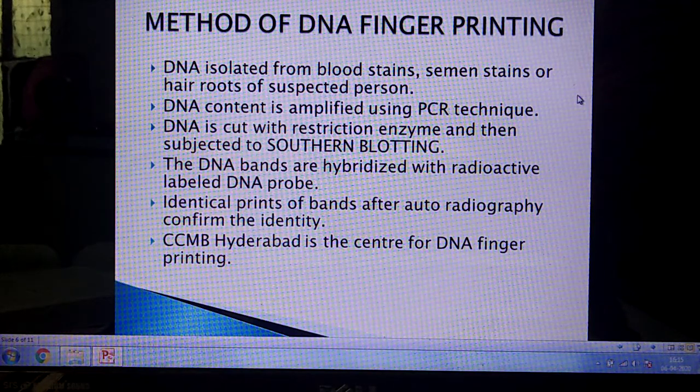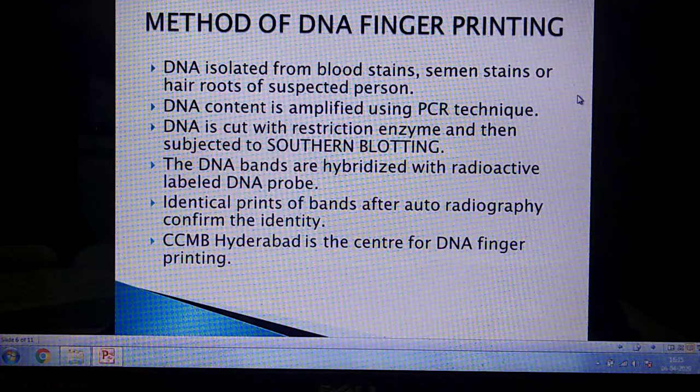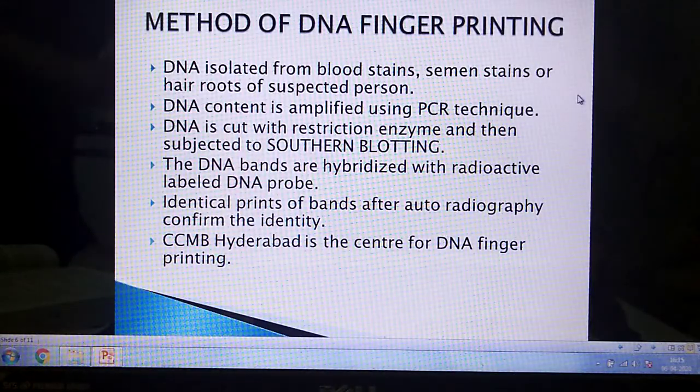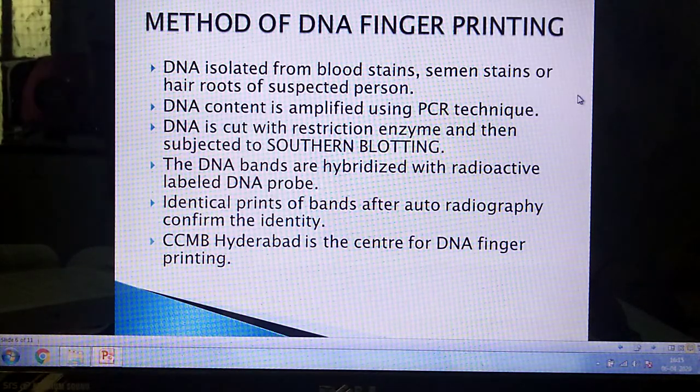First of all, DNA is isolated from biological samples like blood stains, semen stains, hair roots of the suspected person. The amount of DNA is very small. So, first of all, it is amplified using the PCR technique. After amplification, DNA is cut with the restriction endonuclease enzyme. So, the strands of DNA of different lengths get separated according to their sizes.